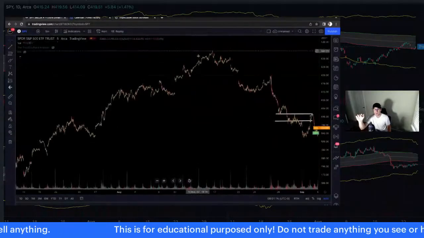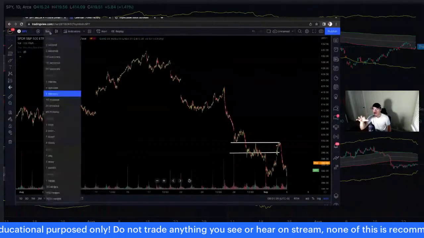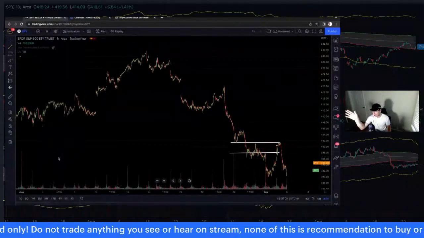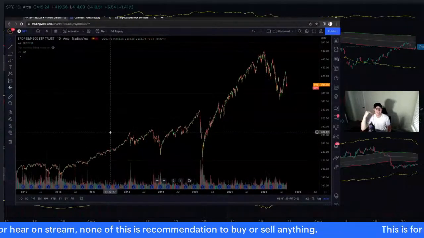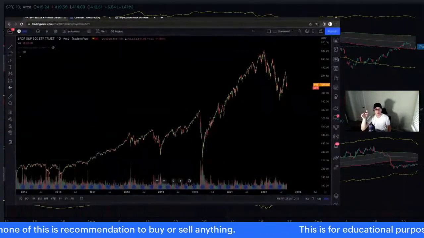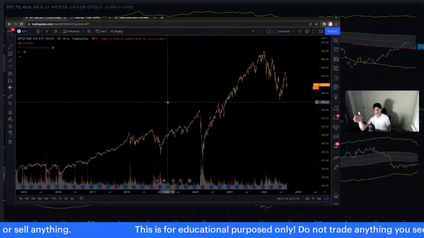So when we want to understand the overall market, the S&P 500, the first thing we want to do is start out on the daily chart, on the long-term chart. What is going on here? We zoom out to a daily chart, which means that each candle represents one day, and we get a better understanding of the long-term analysis.